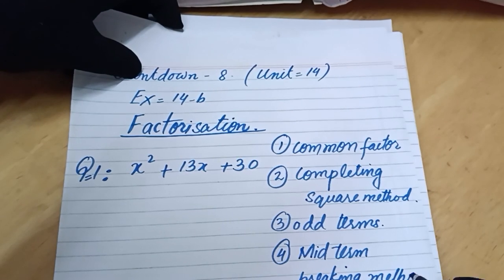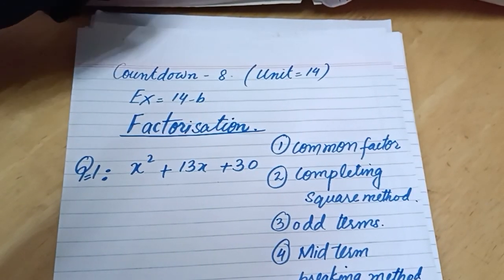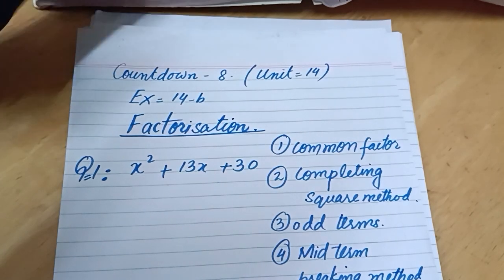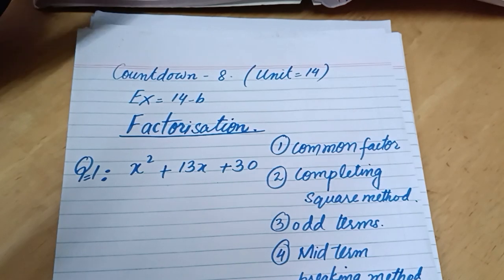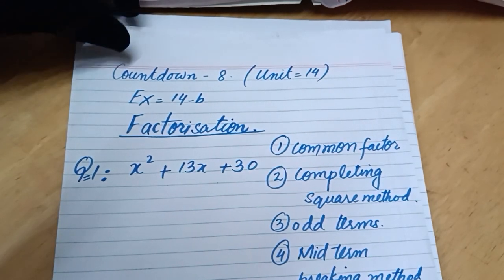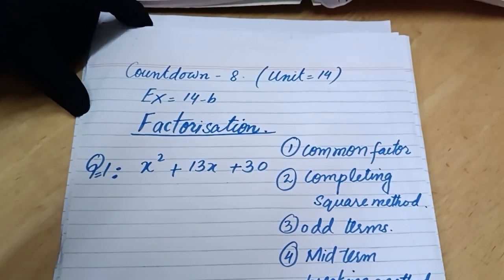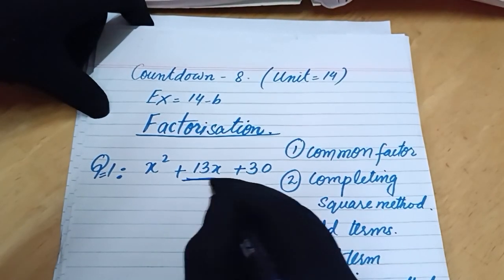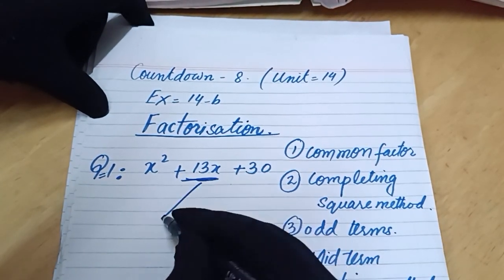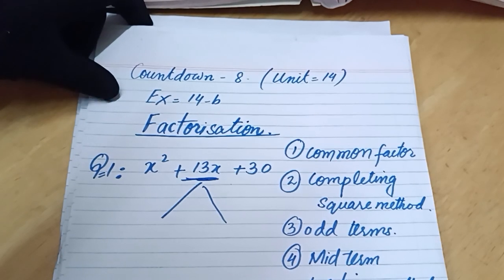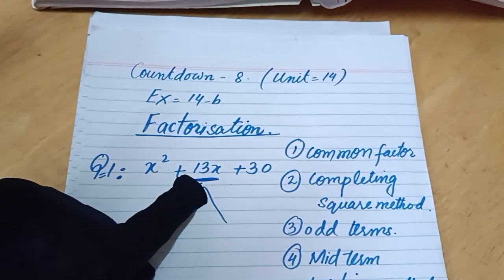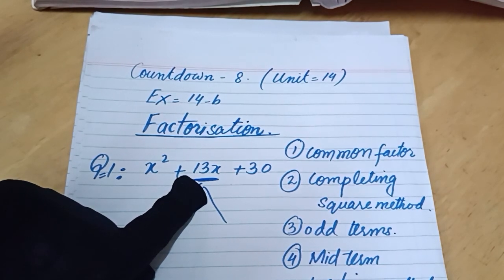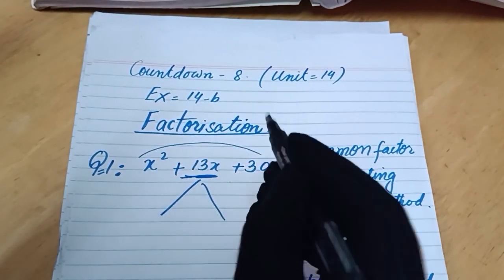Sometimes students, teachers or people say splitting up the middle term. So you can say any name for this method. I say midterm breaking method. What is the midterm breaking method? In the midterm breaking method, we split the middle term into 2 terms so that the sum of their terms is this number and the product of their terms is the product of these numbers.